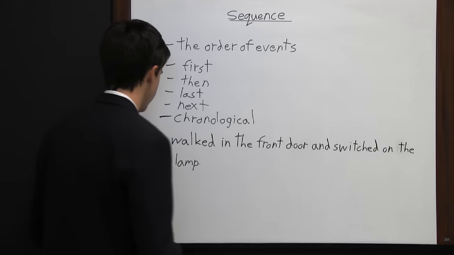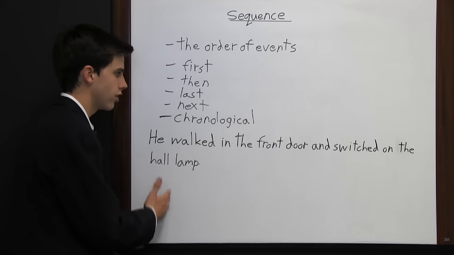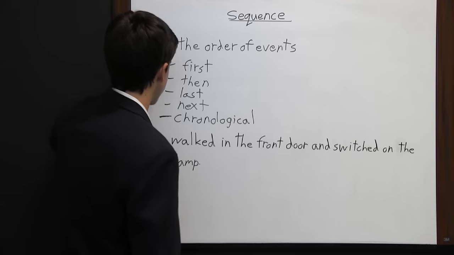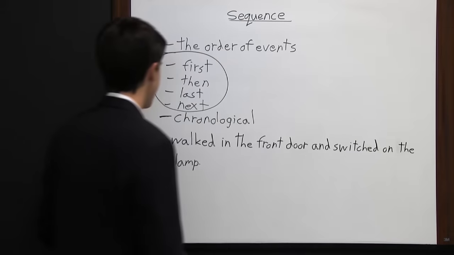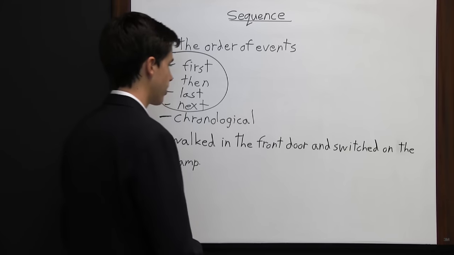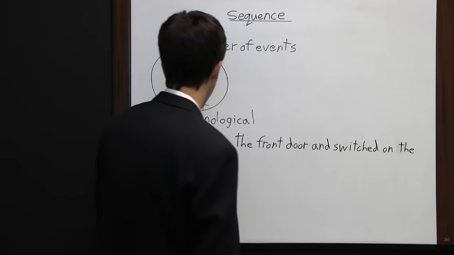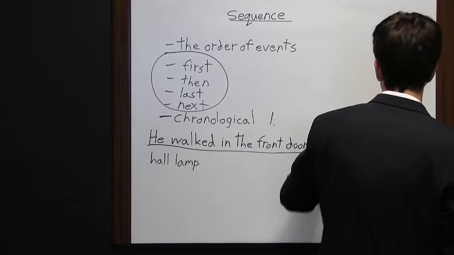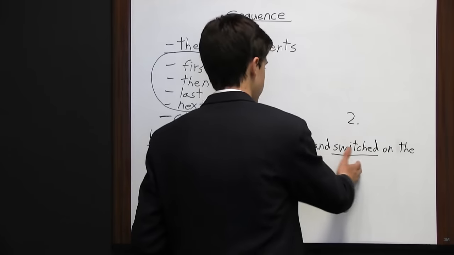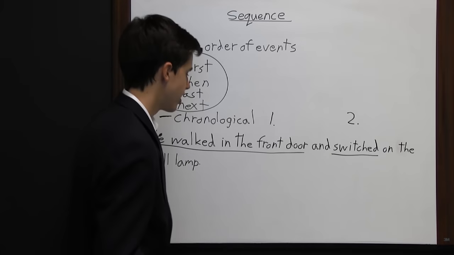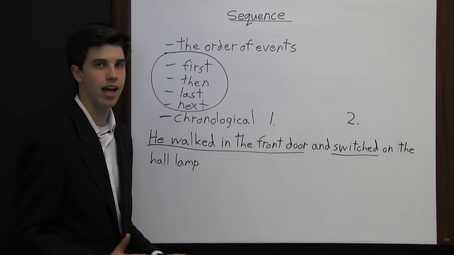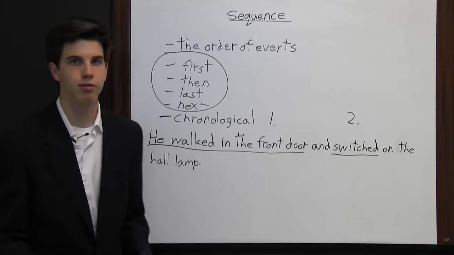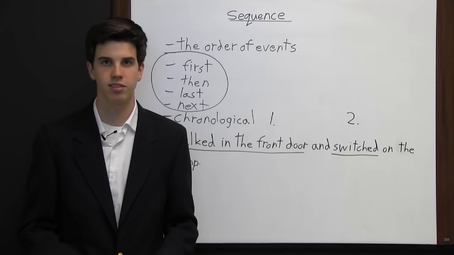So to practice, take a look at this sentence. He walked in the front door and switched on the hall lamp. Notice here that none of these words are present in this passage. However, you can still find what the sequence is here. So you know that he must have walked in the front door first and then switched on the light. That had to have happened second, because first he had to get inside the door. So this may seem like a very simple and elementary example, but it's still important to be able to identify the sequence in a passage or sentence.